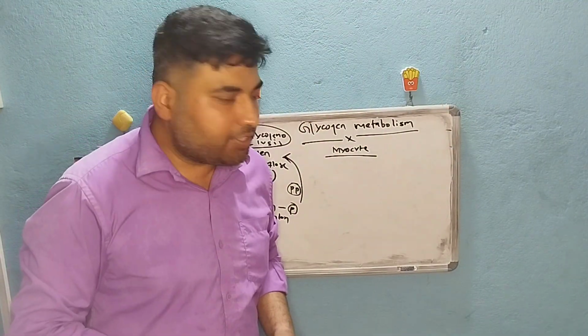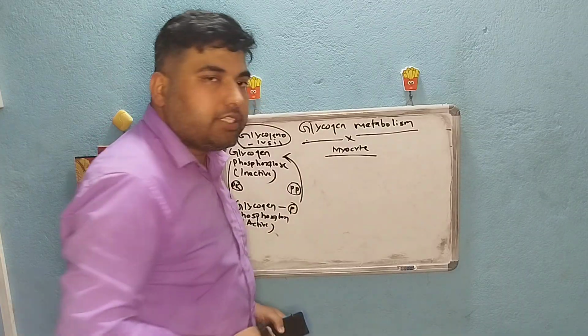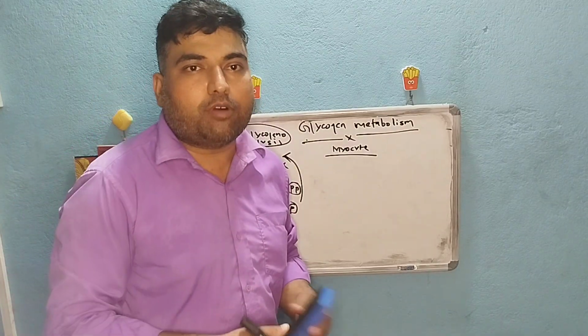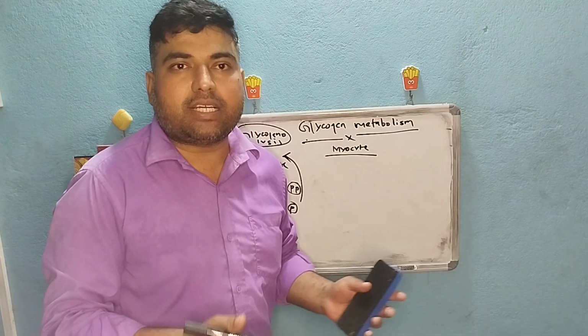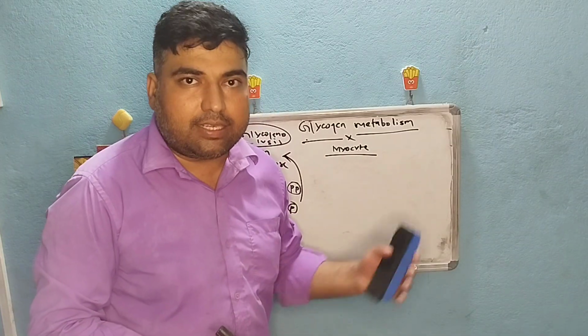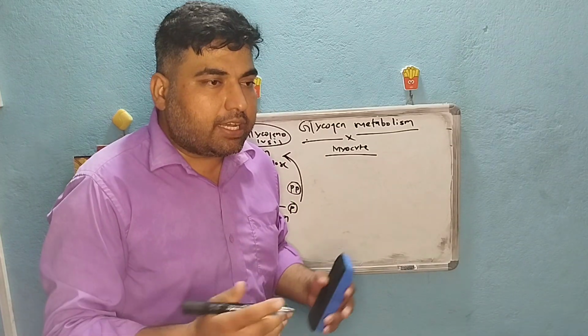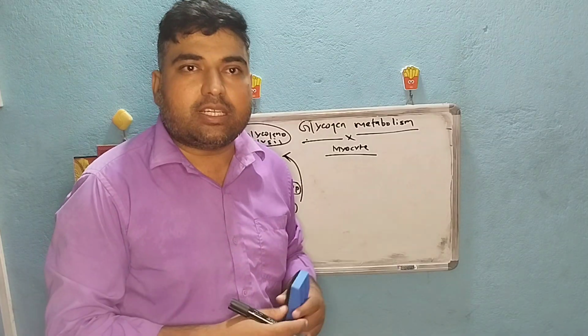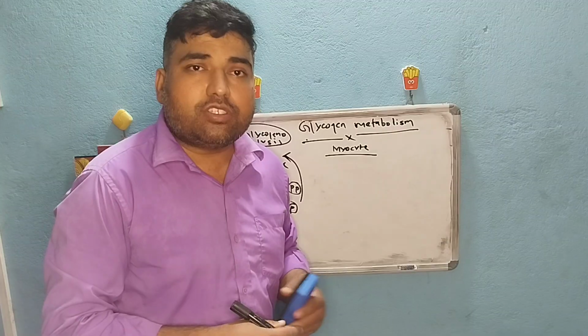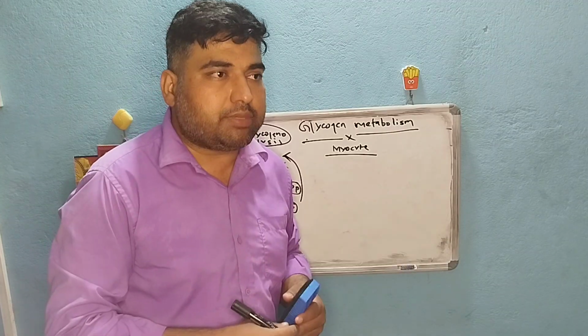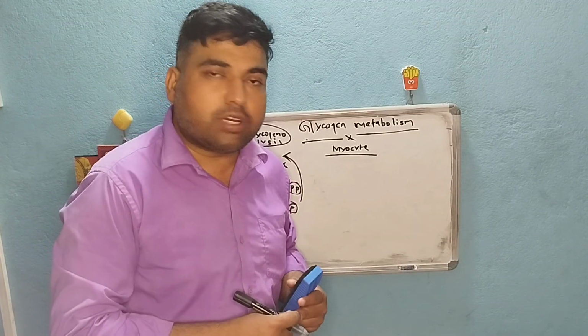Hello friends, in this video I will be talking about the regulation of glycogen metabolism. This glycogen metabolism comprises both glycogenesis and glycogenolysis. Glycogenesis is favored when there is abundant glucose concentration in the blood as well as in the cells, and glycogenolysis is favored when there is hypoglycemia, that means a decline in the blood sugar level.